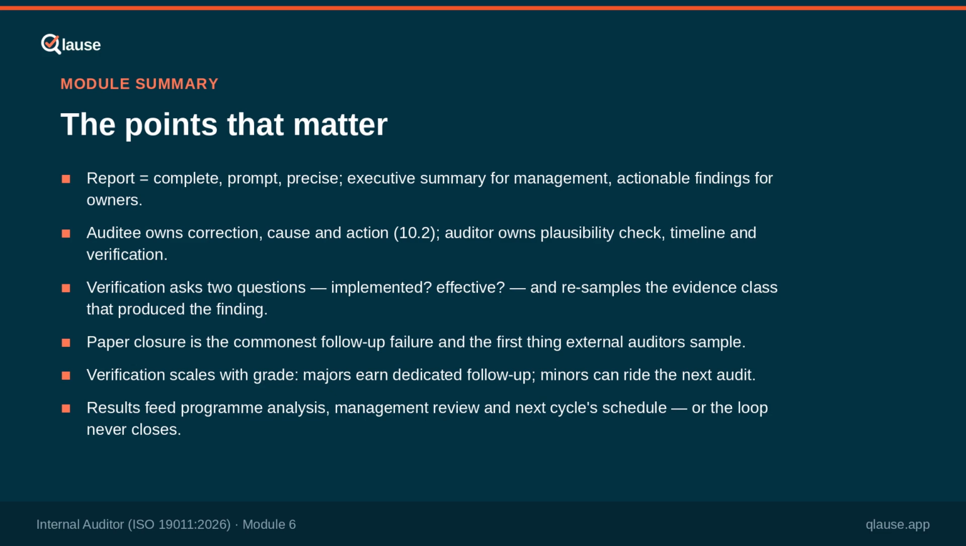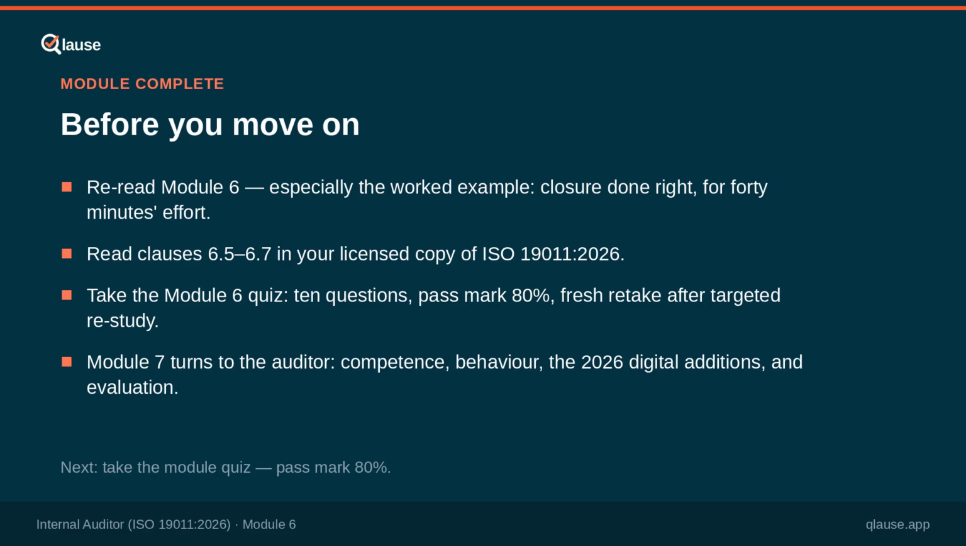Paper closure is the commonest follow-up failure, and the first thing external auditors sample. Verification scales with grade. Majors earn dedicated follow-up. Minors can ride the next audit. And the results feed program analysis, management review, and next cycle schedule, or the loop never closes. That is Module 6, and with it, one complete audit, from program to verified closure.